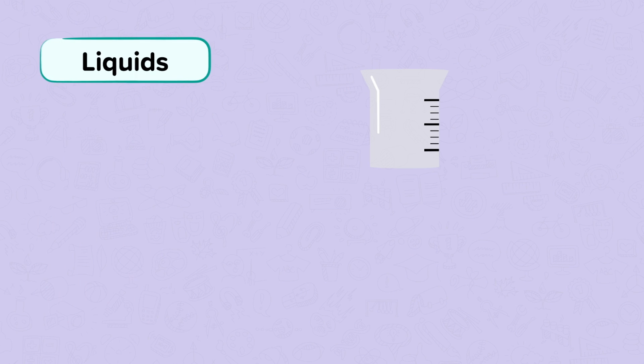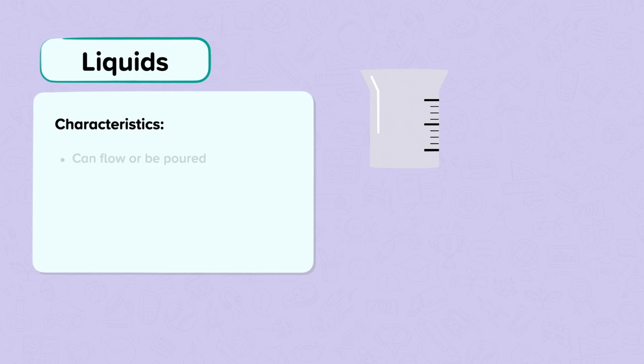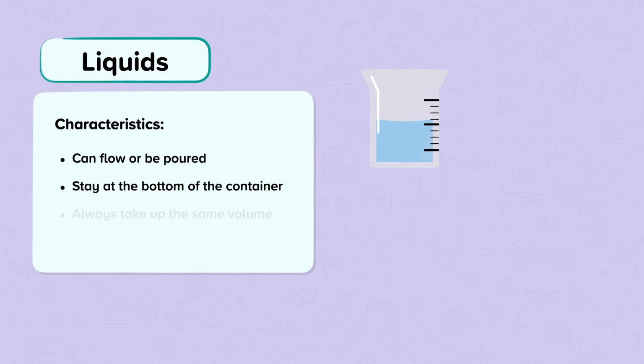Imagine pouring yourself a glass of water. Water is a liquid. Liquids can flow. This means that they can change shape easily. Liquids always stay at the bottom of the container that they are in. Liquids always take up the same volume.